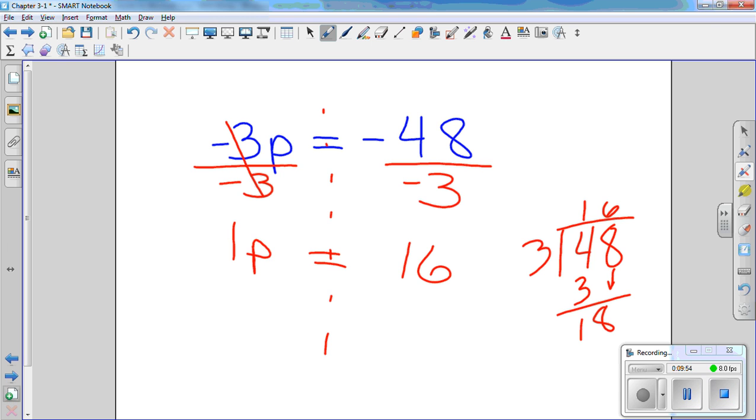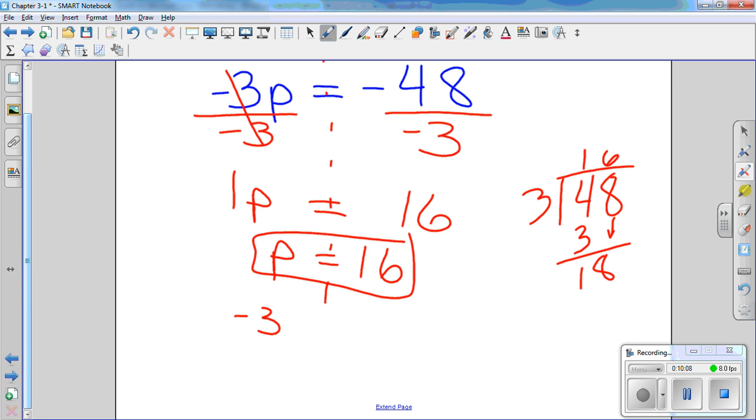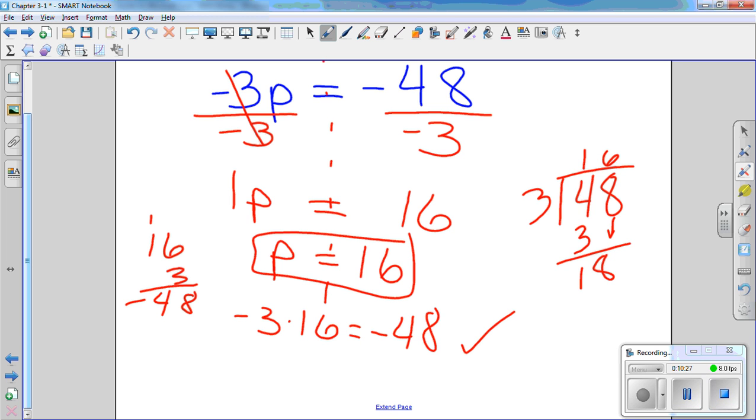And a negative divided by a negative is a positive. So I have 1 times P, which is the identity property, P equals positive 16. Does that work? If I take negative 3 times positive 16, 16 times 3, 6 times 3 is 18, 48. Negative times a positive is a negative. Yes, it works. All right, division.